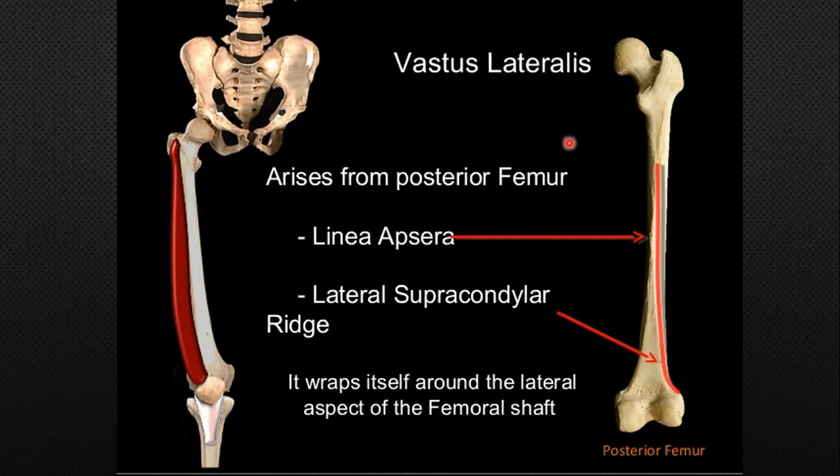Then the vastus lateralis muscle arises from the linea aspera above and the lateral supracondylar ridge below, and it wraps itself around the femur on the lateral aspect of the femur to come forward, and then it is inserted upon the patella through the quadriceps tendon.